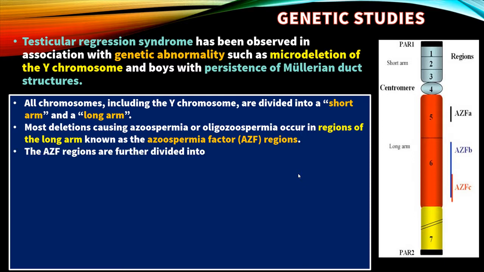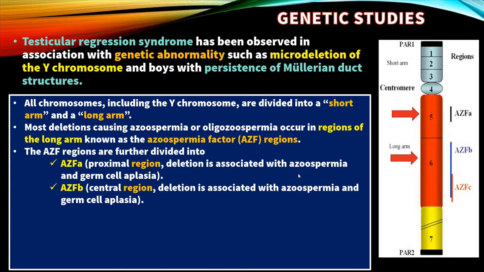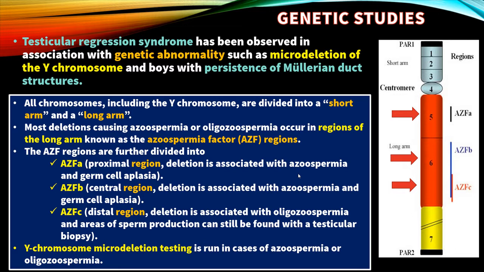The AZF regions are further divided into AZF-A, the proximal region, deletion of which is associated with azoospermia and germ cell aplasia. AZF-B, the central region, deletion of which is associated with azoospermia and germ cell aplasia. AZF-C, the distal region, deletion of which is associated with oligozoospermia, and areas of sperm production can still be found with a testicular biopsy. Y chromosome microdeletion testing is run in cases of azoospermia or oligozoospermia.